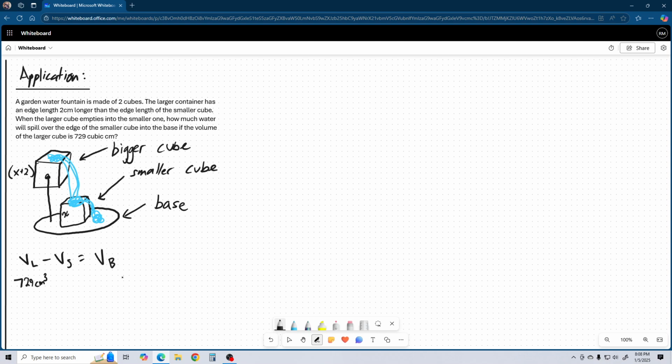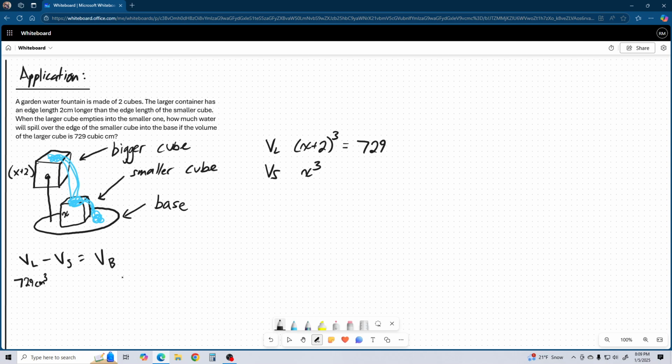In other words, the volume of our large cube is x plus 2 cubed, right? And we know that whole thing equals 729. For our small one, the volume is just x cubed, and we don't really know what that one is yet. So let's go ahead and solve for the first one, because if we solve for x in the first one, we can plug x into the second one.